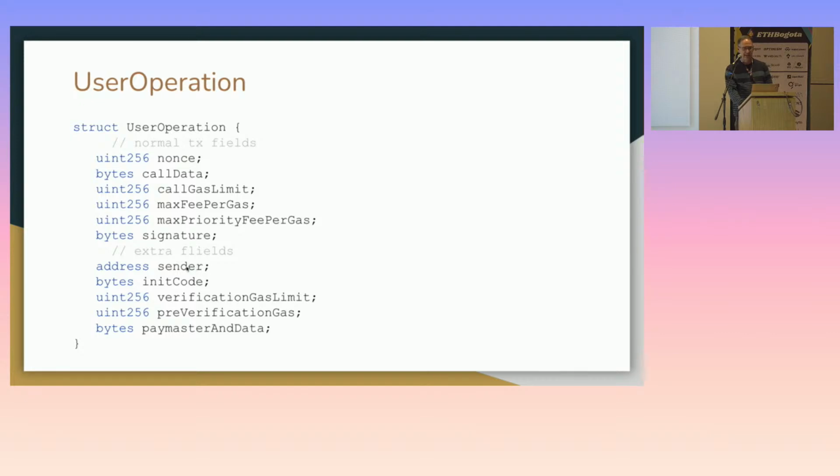Sender. It is called sender. It is called sender because the sender is the contract that will execute the call data. Call data is the encoded call, and I will call it on the sender. I'd like to call it a wallet. Okay, it's the same. The wallet is the sender. Naming is problematic. Yes.